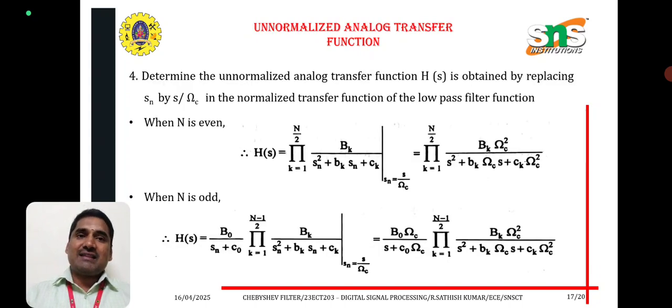For the normalized transfer function, H(S) is obtained by replacing Sn by S/Ωc in the normalized transfer function. Therefore, Sn = S/Ωc. When N is even, H(S) = product for k = 1 to N/2 of bk Ωc² / (S² + bk Ωc S + ck Ωc²). Where N is odd, replace Sn = S/Ωc. Therefore, H(S) = b0 Ωc / (S + c0 Ωc) times the product for k = 1 to (N−1)/2 of bk Ωc² / (S² + bk Ωc S + ck Ωc²).